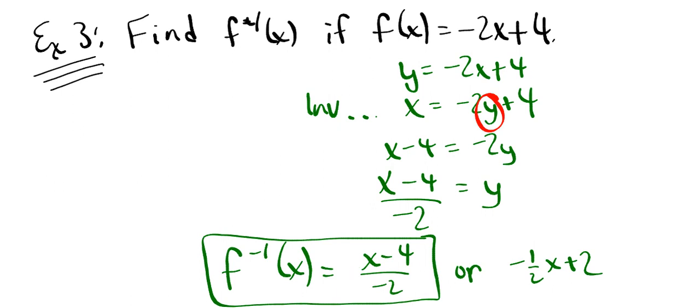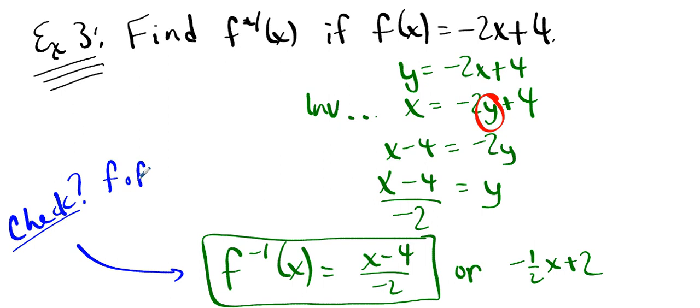How do you check yourself? Do a discount double check. To do that, we would compose f with f inverse, or f inverse with f. And if we were to do that in either order or both orders, we should get x as the result. And I'll leave that to you in the privacy of your own home.